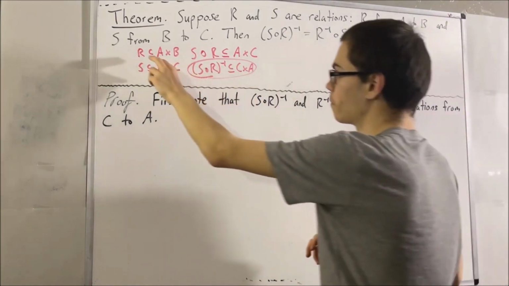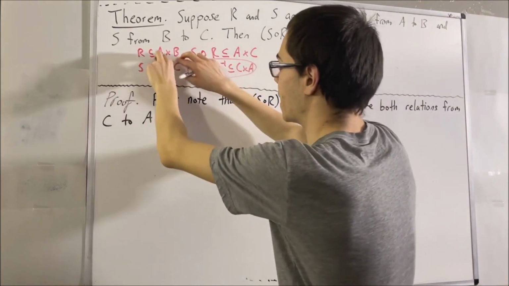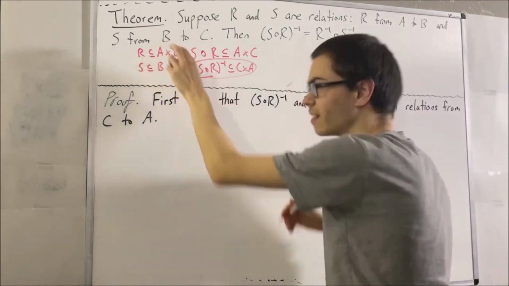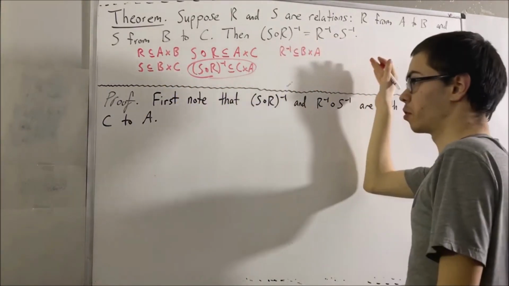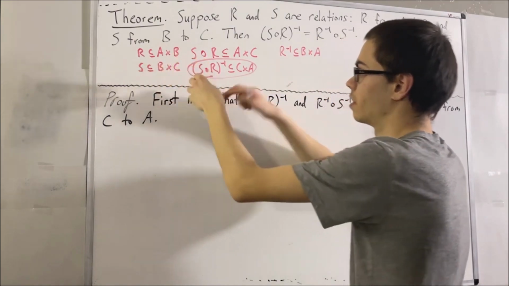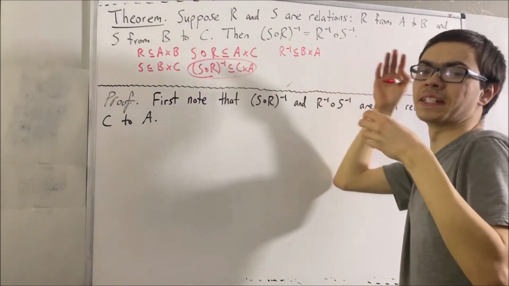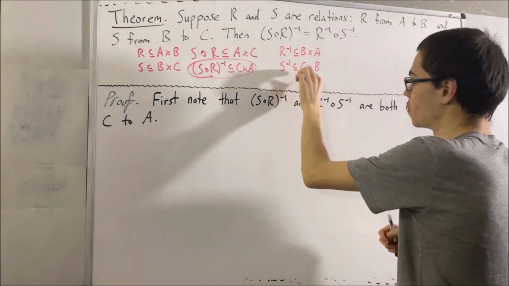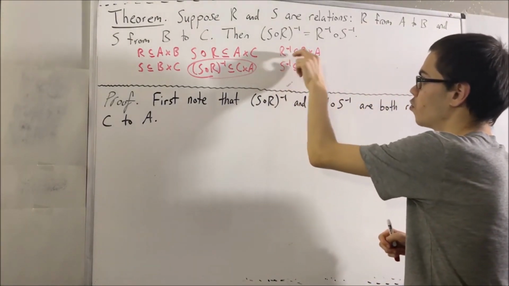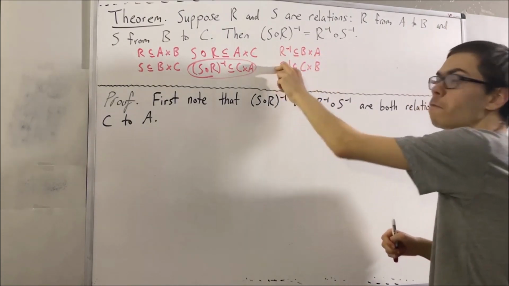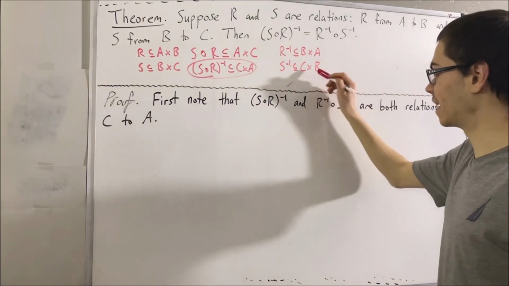Well, if we take the inverse of R, then that's just going to swap A and B around. We have that R inverse is a relation from B to A. Similarly, if we take the inverse of S, that'll just swap B and C around, right? S inverse is a relation from C to B. Now notice, S inverse goes from C to B, and R inverse goes from B to A. So, R inverse and S inverse form a composition that goes from C to A.